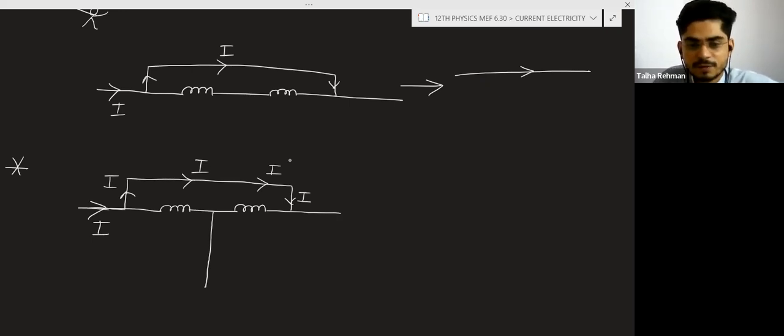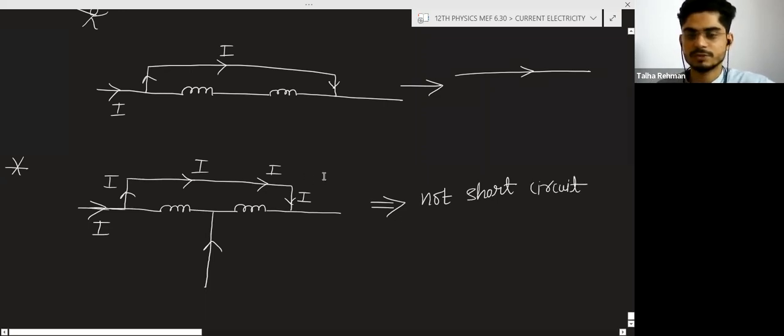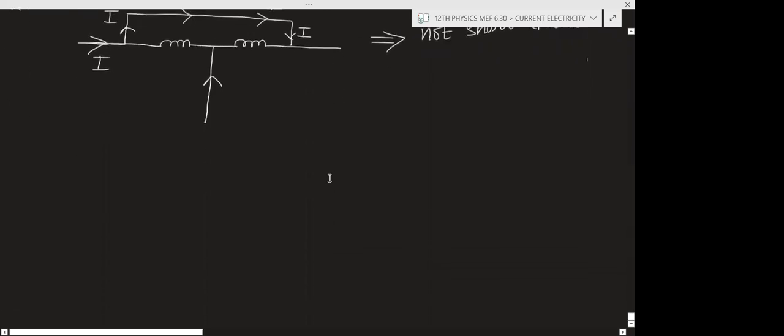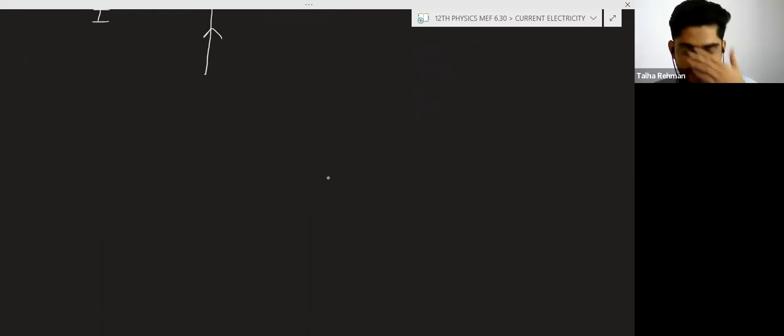But here also is a wire. Due to this wire, the current can enter into the resistance. So this is not the case of short circuit. Understood? Very good. So actually, in solving the connections, meaning resistances in series and parallel, there are confusions. You have to just remove those confusions.